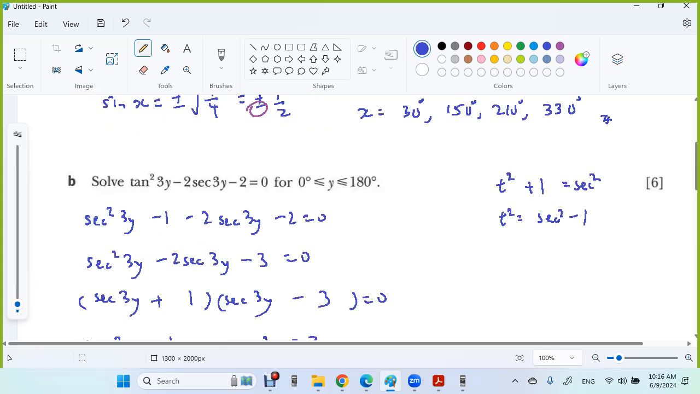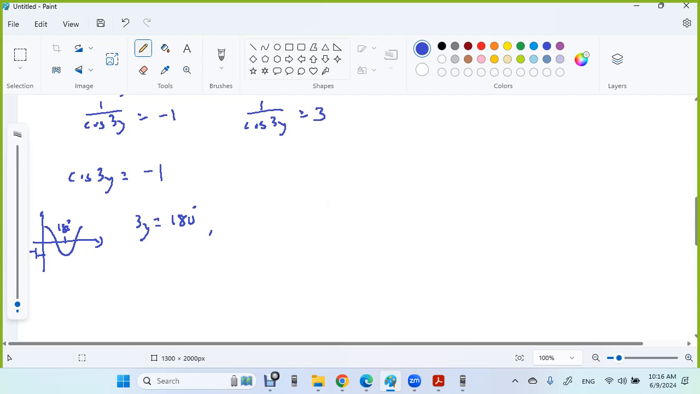And then, this one is 3y. So 3y will be between 0 and 180 times 3, 540. So this one we have plus 360, then it is 540. So the y will be 60 and then 180.